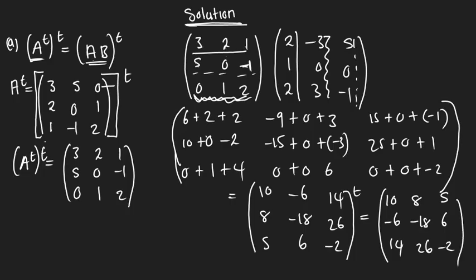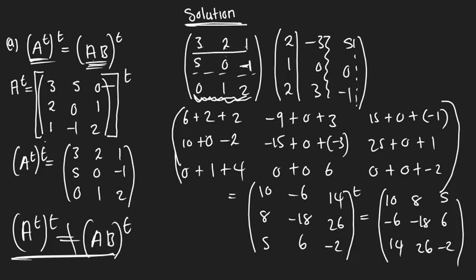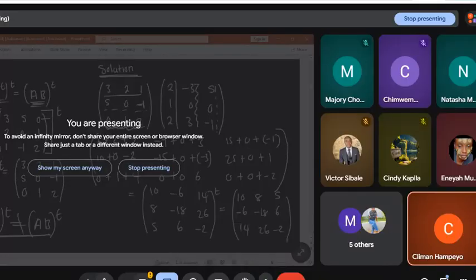Now the question was saying, verify if this is equal to this. We verified. Are they the same? So henceforth, A transpose is not equal to AB transpose. Clear? Very good. We can do another operation.